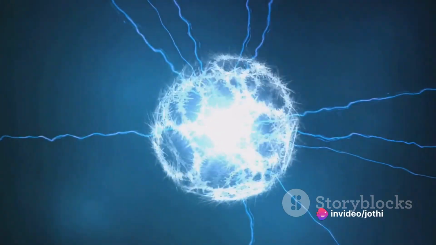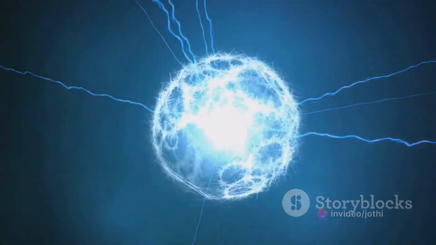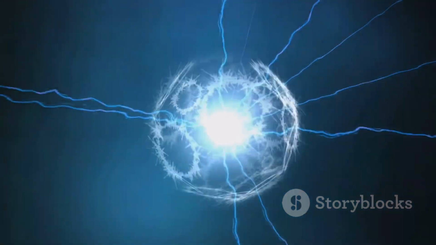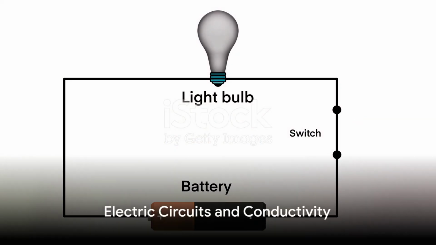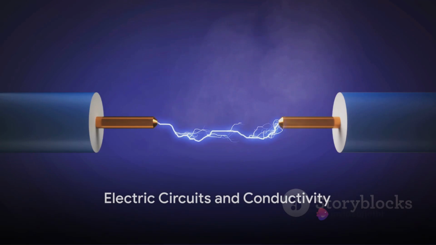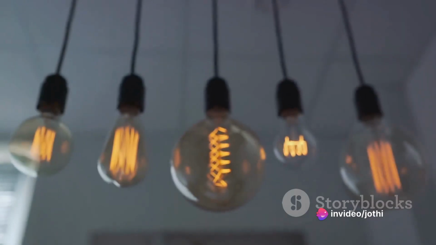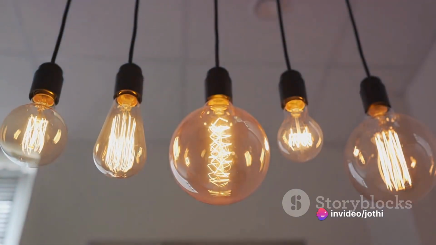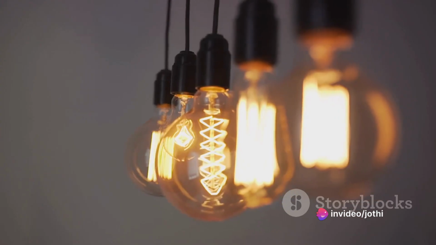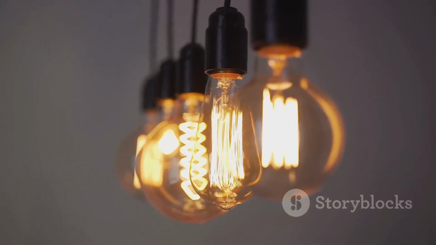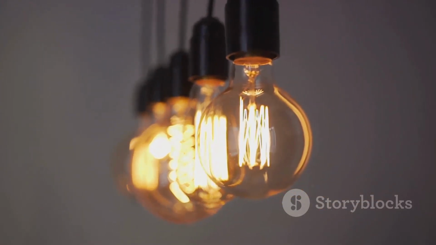When electrons move from one atom to another, it creates a flow of electric charge, which we call an electric current. Now, how does this current actually work? It needs a complete path or a circuit to flow. A simple electric circuit consists of a source of electricity, like a battery, a device that uses electricity, such as a light bulb, and conductive material, often a wire, connecting the two.